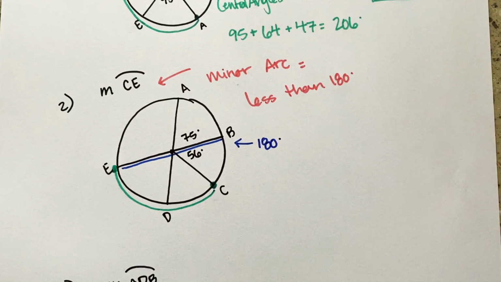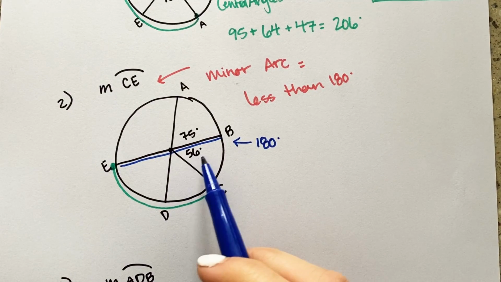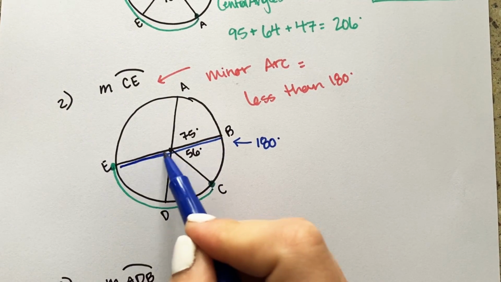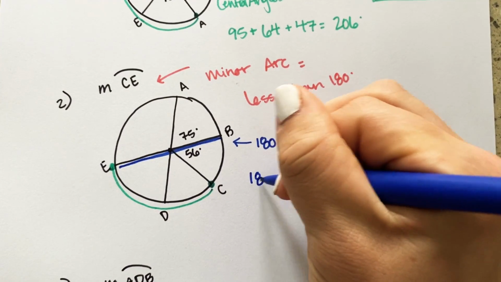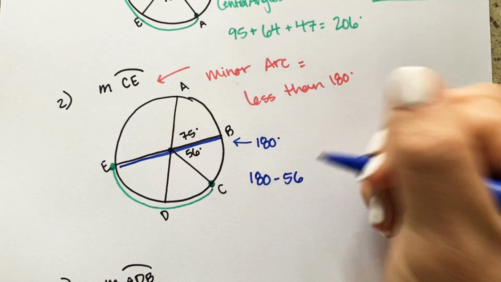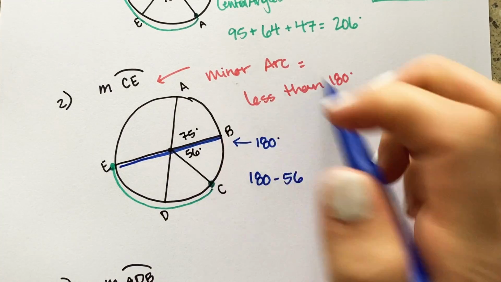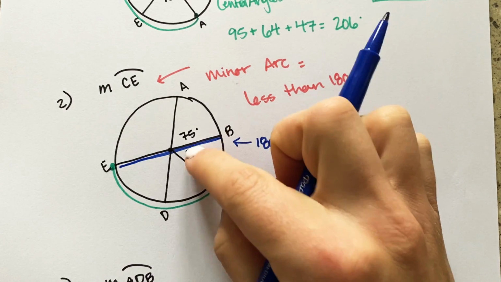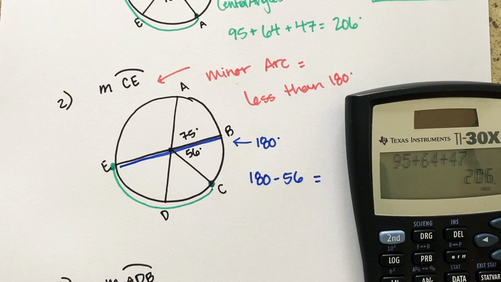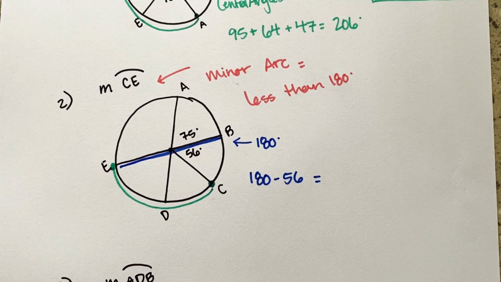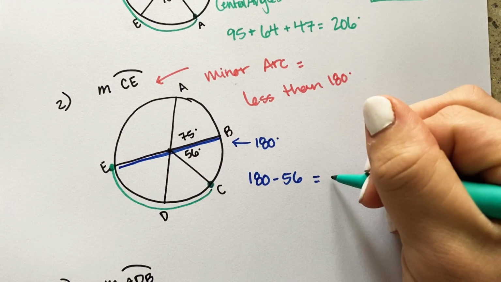That's 180 degrees, right? So if we take 180 degrees, that total blue line, and we take away the angle it gives us, 180 minus 56, right? We take that whole blue line, but we take away this piece, the angle that it gives us, we're going to find our green piece, okay? So in your calculator, you can do 180 minus 56, what does that give us? 124.